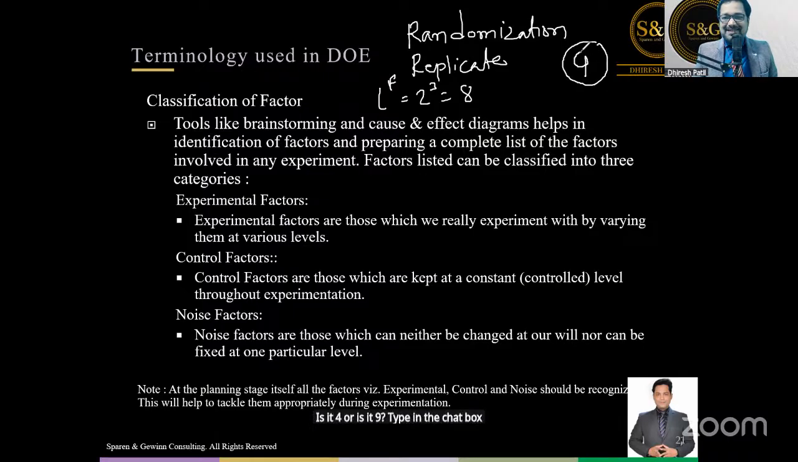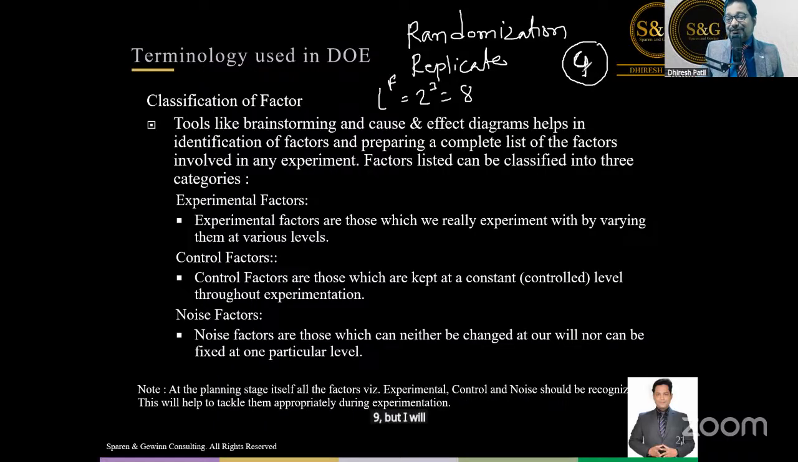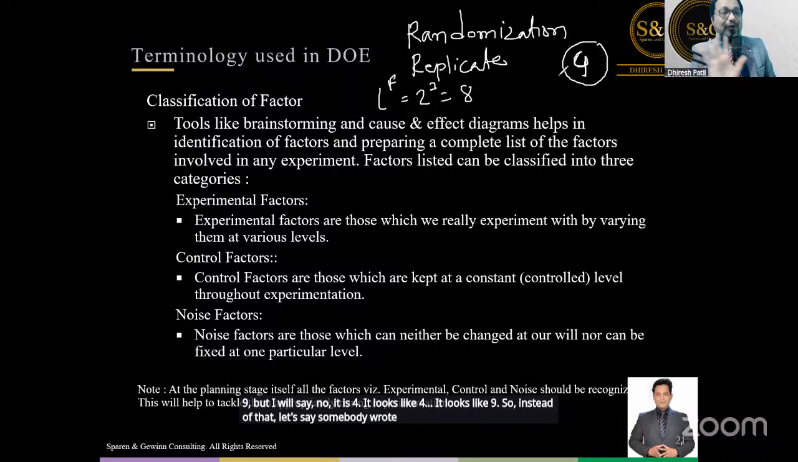This one, I've just written this. Is it 4 or is it 9? It looks like 4, it looks like 9. So let's say somebody wrote 4. Now that is an error that will impact our experiment, yes or no? Now, how do you overcome that?